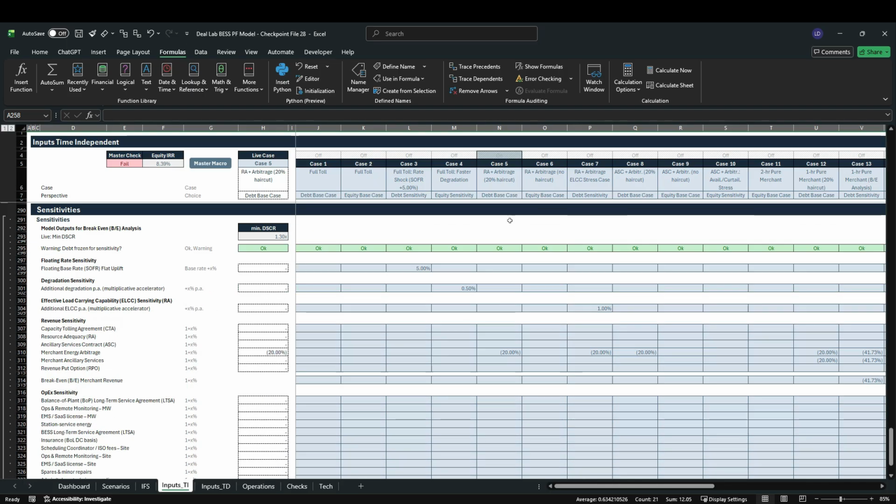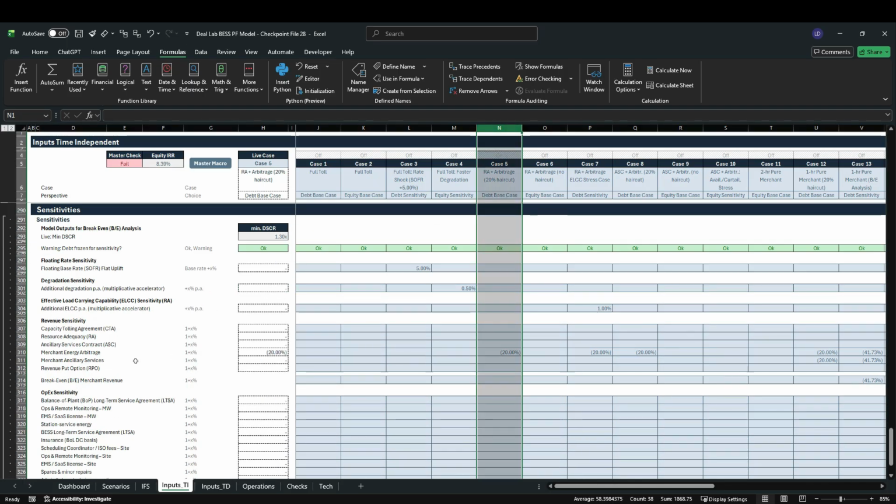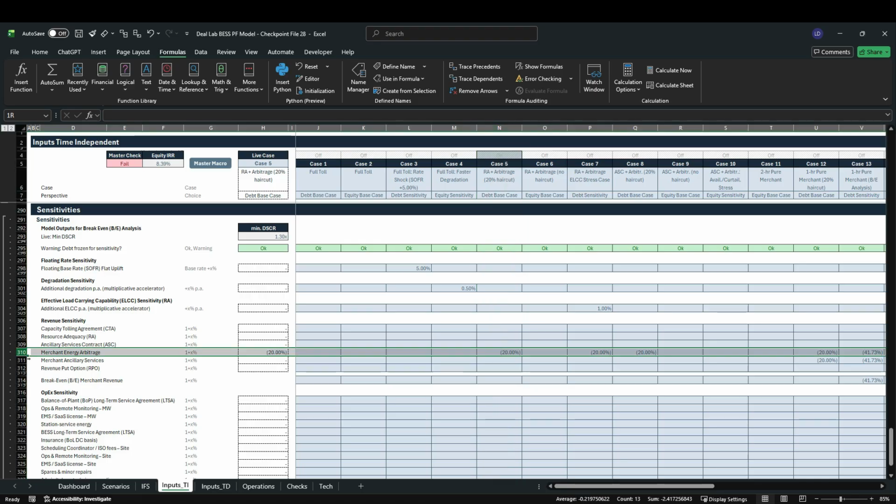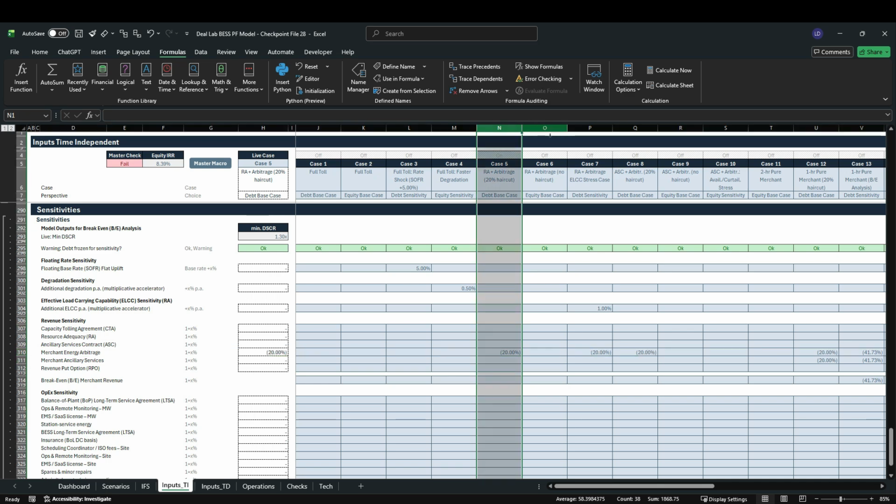Here in the sensitivity section, you will notice that we have a 20% haircut on our merchant energy arbitrage revenues, but only for case 5, which is our debt base case. So case 6 will be identical to case 5, except that in case 6, which is our equity base case, our equity investors or sponsor will not assume an additional merchant energy arbitrage haircut. So the equity base case will likely lead to higher returns and debt metrics than our debt base case.